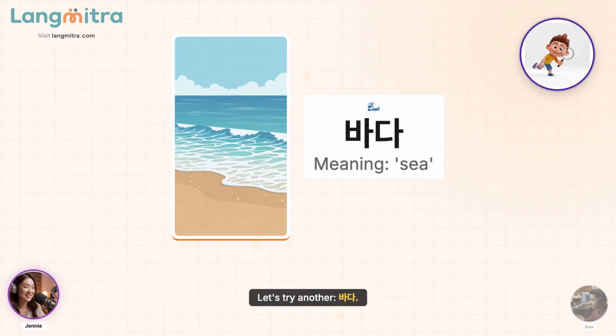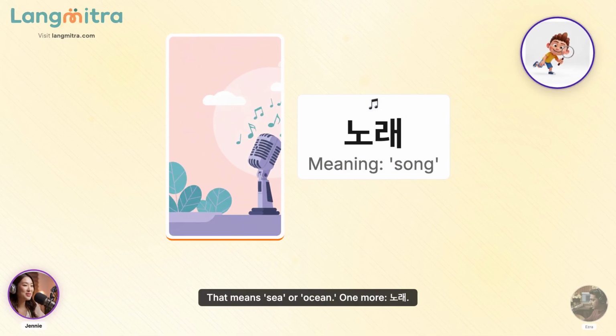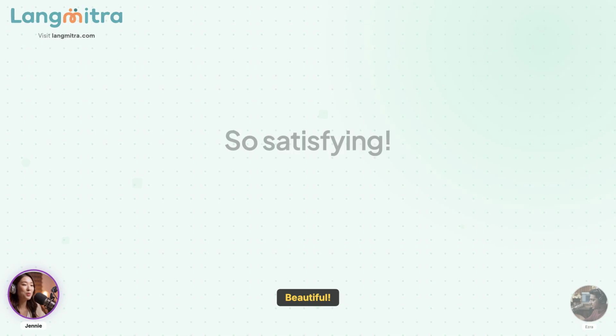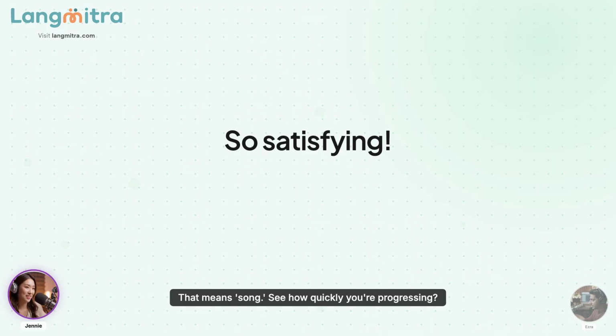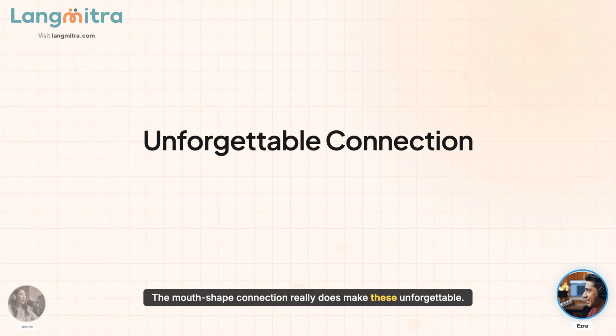Let's try another, pada. Pa-da, pada. That means sea or ocean. One more, nore. No-re, nore, with that tricky r sound. Beautiful. That means song. See how quickly you're progressing? This is so satisfying. The mouth-shape connection really does make these unforgettable.